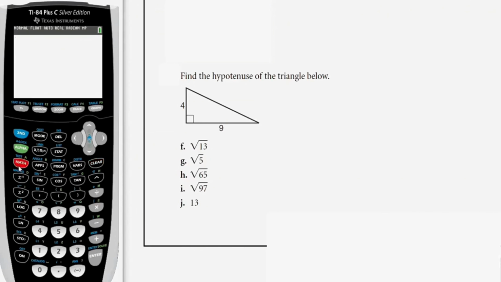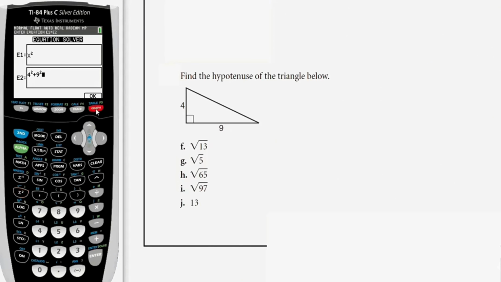So let's go to maths, locate equation solver. We have B, press enter. The E1 will be for the x square, because our hypotenuse is unknown, so it's x square. Okay, enter. So the E2 will be 4 square, plus 9 square. So that's it. Let's solve this now.